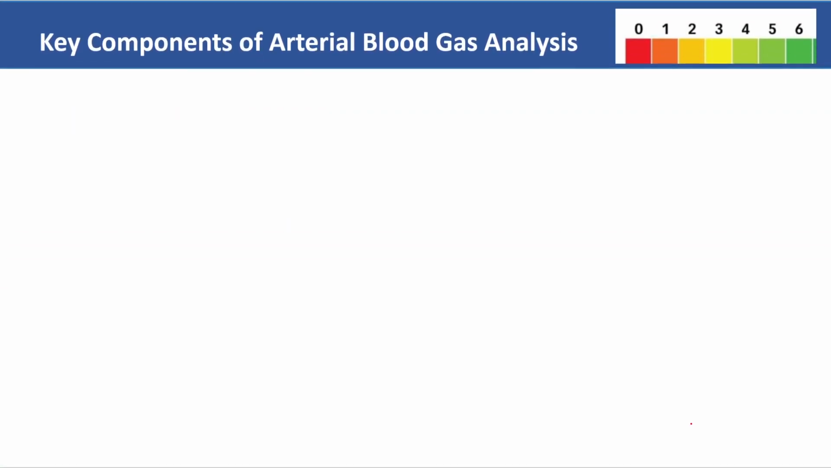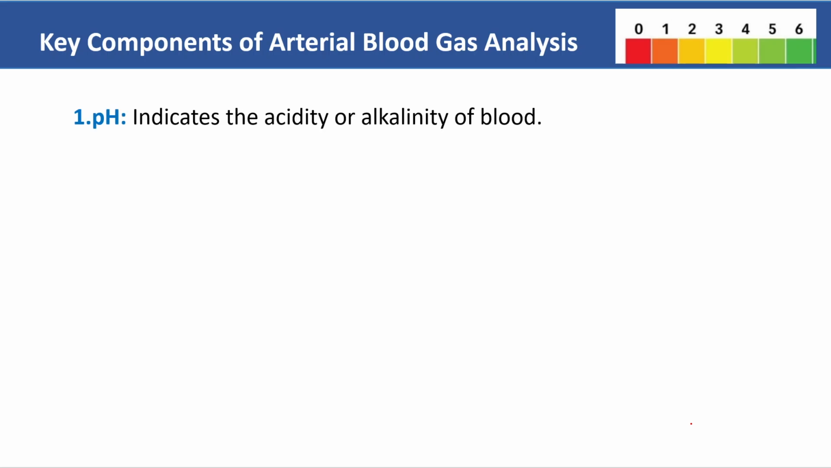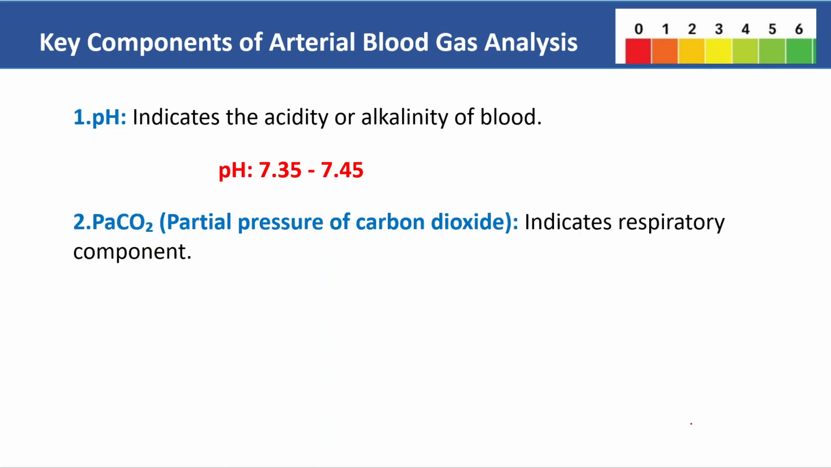For the key components of the arterial blood gas analysis you want to interpret, you need to know by heart 3 important components. Number 1 is pH, which indicates acidity, otherwise alkalinity of the blood. Normal pH is 7.35 to 7.45. The second component will be PaCO2, that is the partial pressure of carbon dioxide. This indicates the respiratory component. The normal PaCO2 range is between 35 to 45 mmHg.